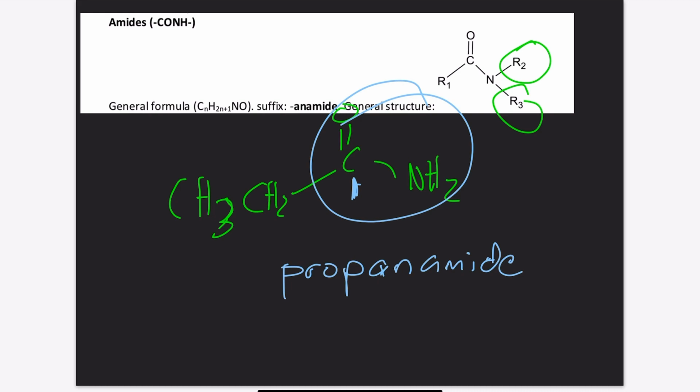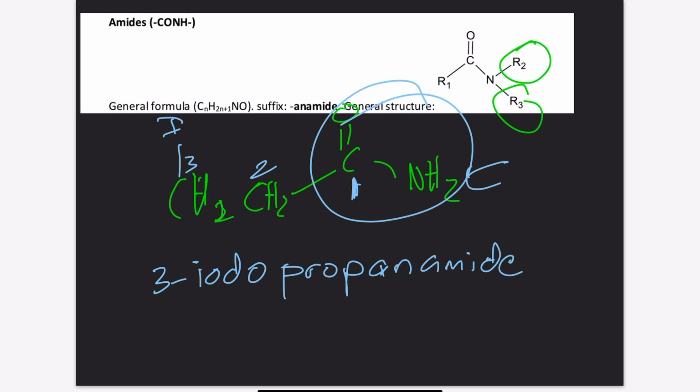But if I was to put in, let's say, my favorite, an iodine. Say an iodine there. That's going to be position 1, 2, 3. So it's going to be 3-iodopropanamide. There are ways of naming it when there are other things on here. It's just not going to be assessed. You might see it from time to time in your exams.